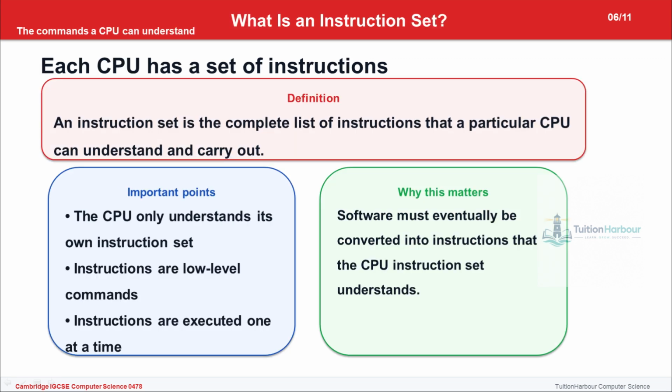What is an instruction set? An instruction set is the complete list of instructions that a particular CPU can understand and execute. Different processors may use different instruction sets. The CPU can only process instructions supported by its own electronic design.